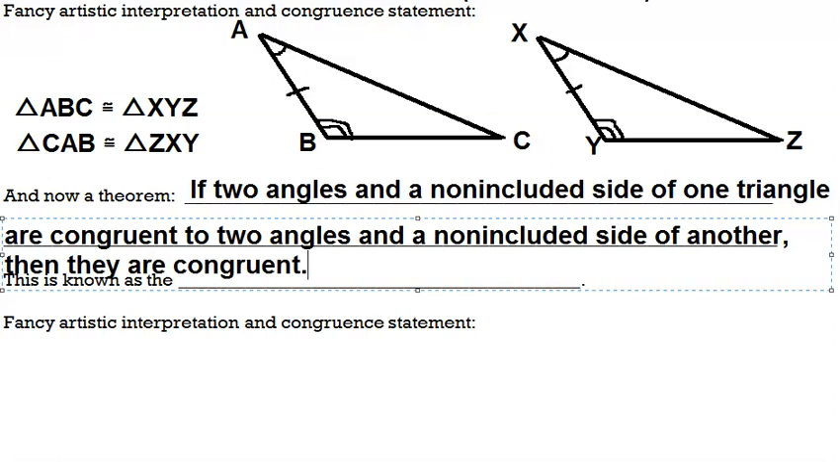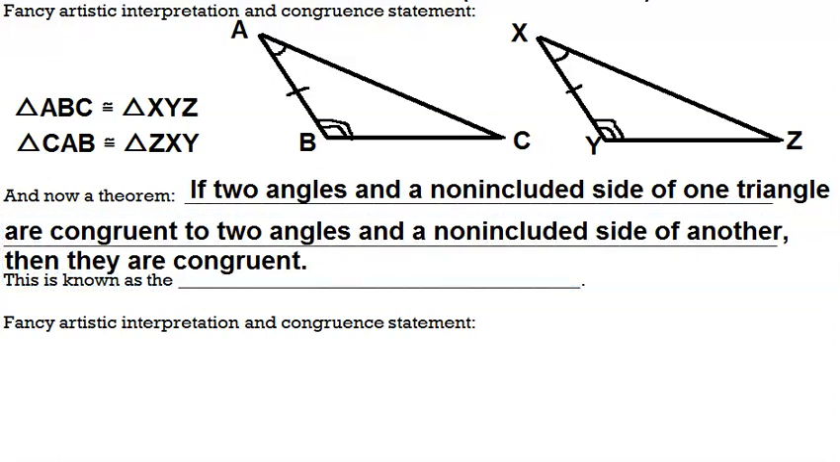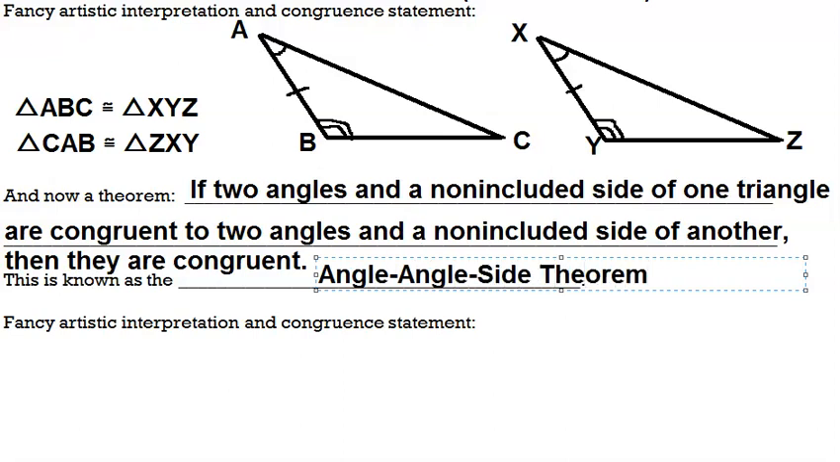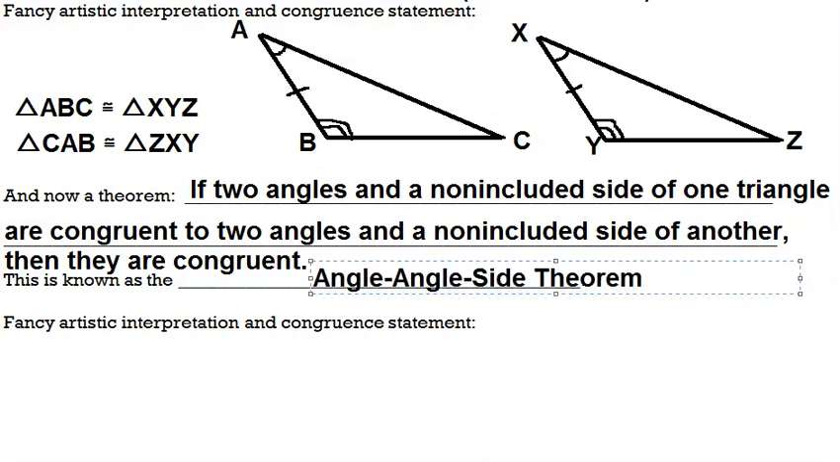All right, so again, I had to use a third line because I'm trying to write big enough for people to see. So this time it's going to be two angles and a non-included side. So this is going to be called the Angle-Angle-Side Theorem. Again, this one is a theorem, not a postulate, because the side is not going to be between the two angles.